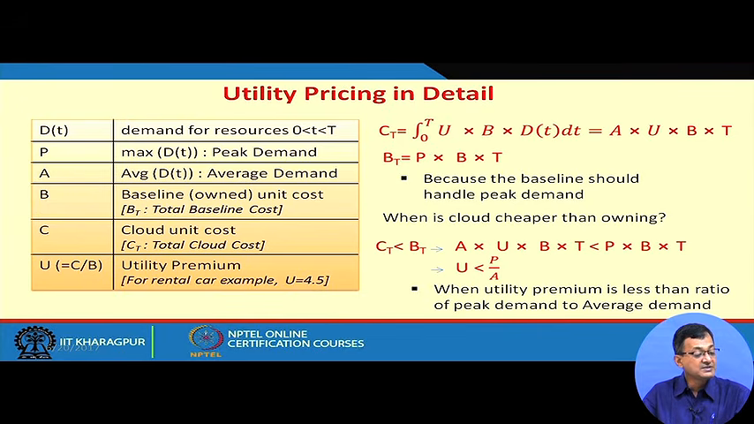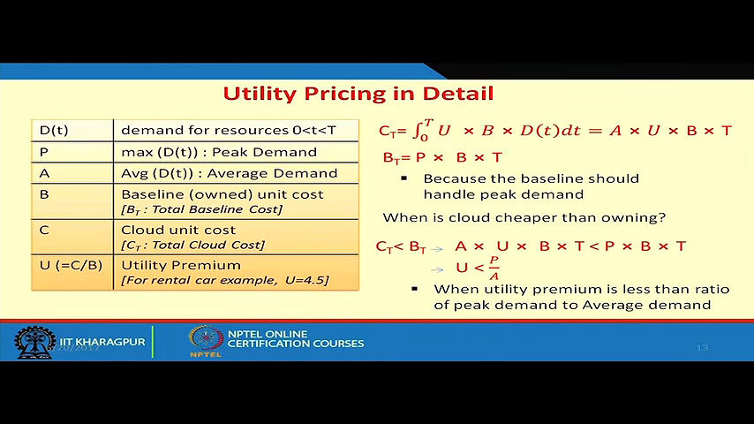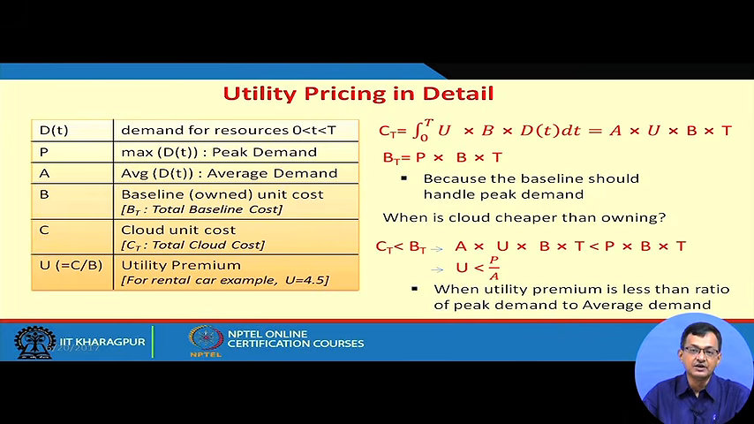Now, when is the cloud cheaper? When C T is less than B T, if the cost of cloud is less than the cost of baseline, then it is cheaper. In a very simplified form, when P by A is greater than the utility premium, that is, when the peak demand divided by the average demand is greater than the utility premium, then your cloud may be cheaper than owning the infrastructure or owning the services.